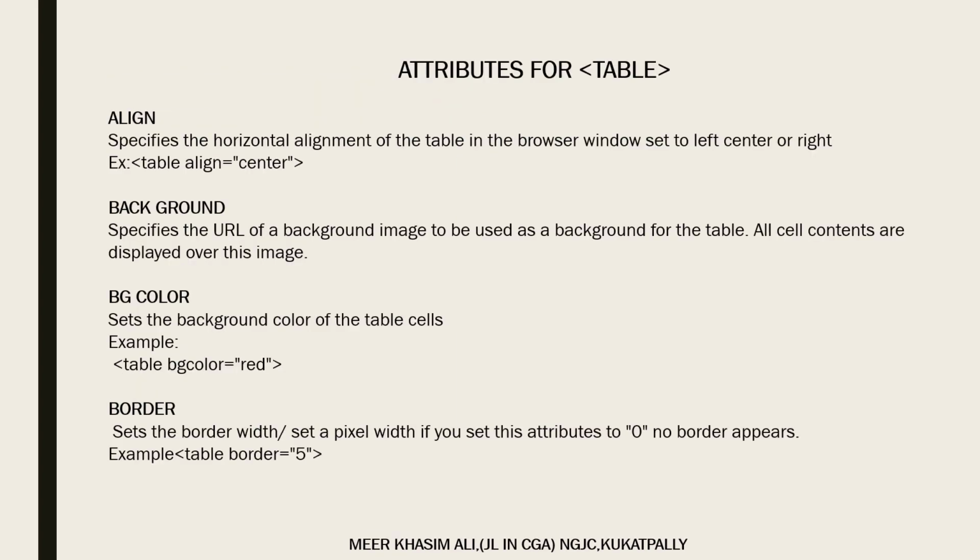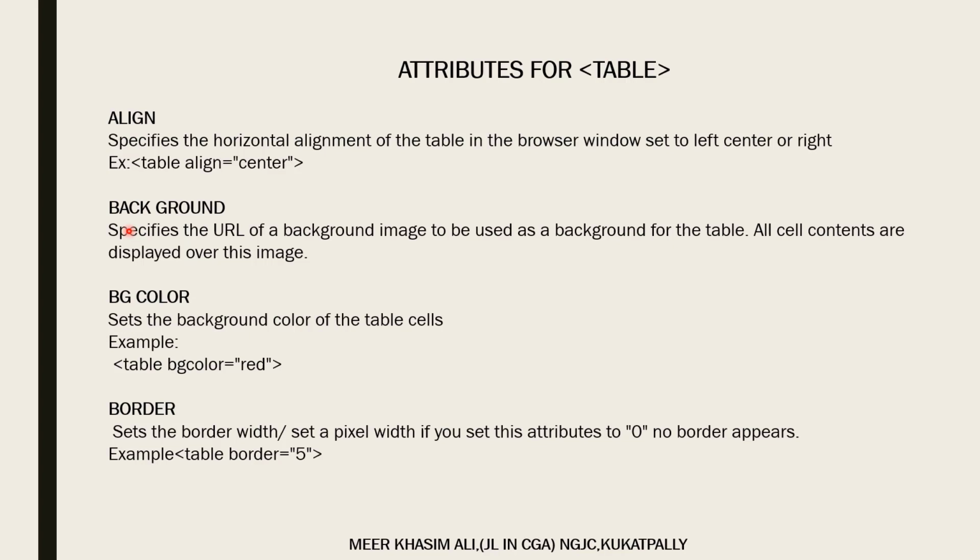Table attributes. There are a number of table attributes which can be used along with table elements, that is table, tr, td and th. Now let's see each and every attribute in detail. The first attribute is align, which is used to specify the horizontal alignment of the table in the browser's window. With the help of this align attribute, you can set your table alignment to right, left or center.